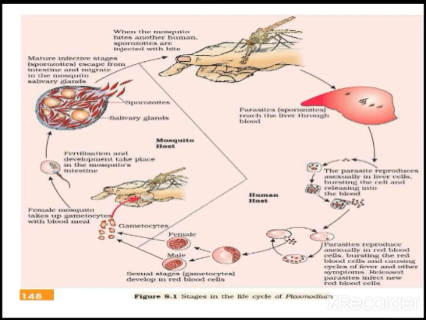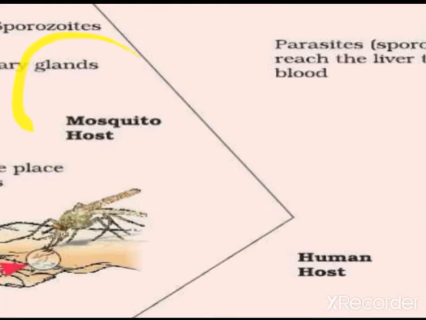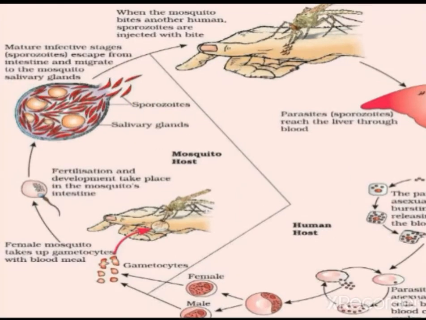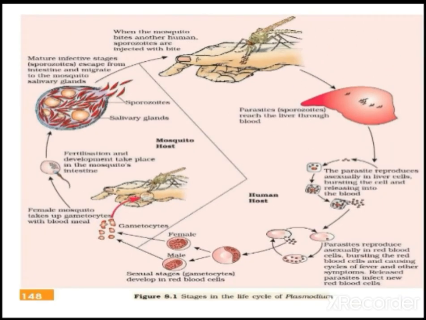In the salivary glands, in which form will it be there? It will be in the form of sporozoite. So when the mosquito bites, automatically from the salivary gland it will be introduced inside the healthy human being. This is the life cycle, children.